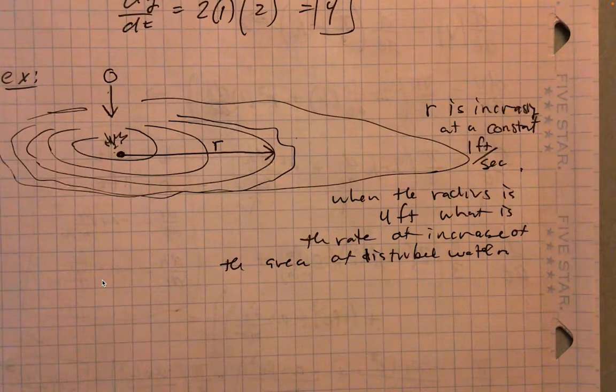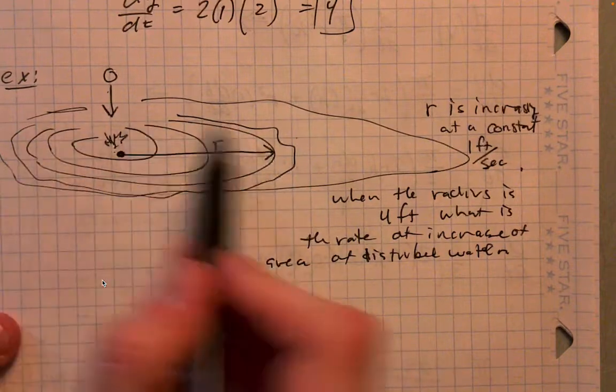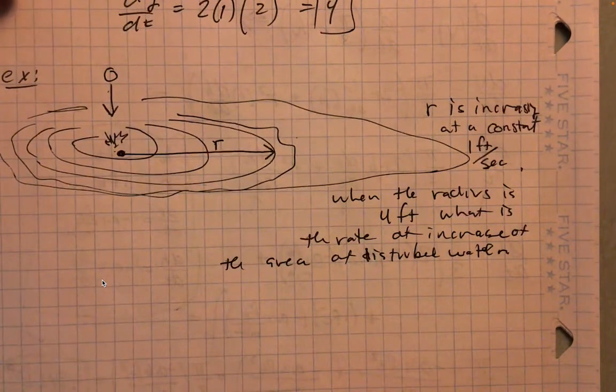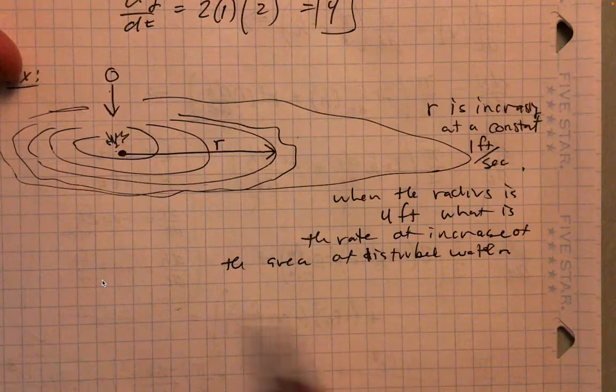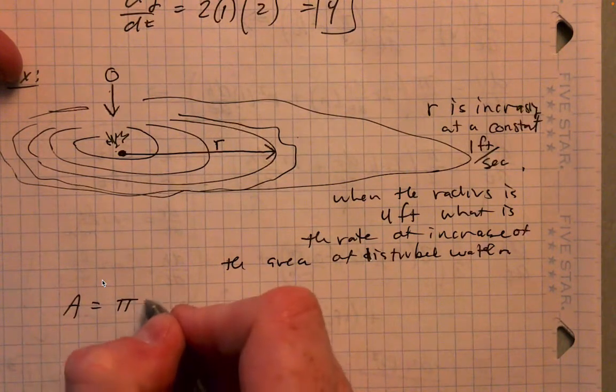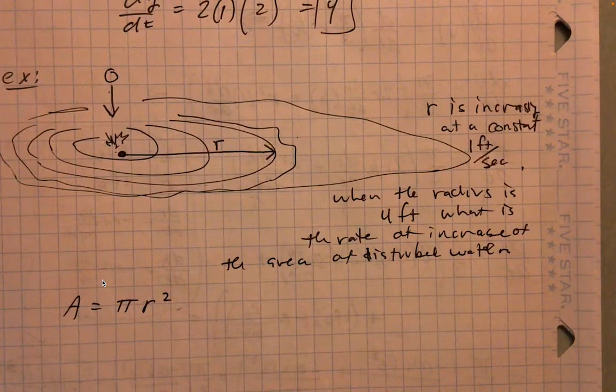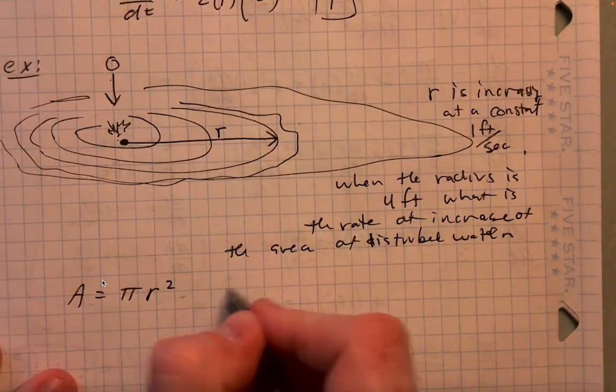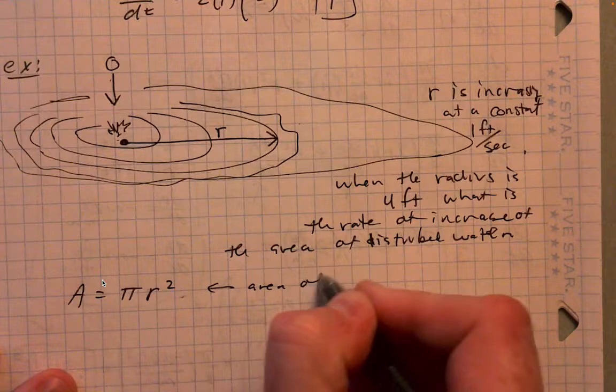Well, that's obviously going to involve the idea of a circle, the area of a circle. So this outer ripple is basically a circle, and the area of a circle we know is pi r squared. So this is the area of a circle.